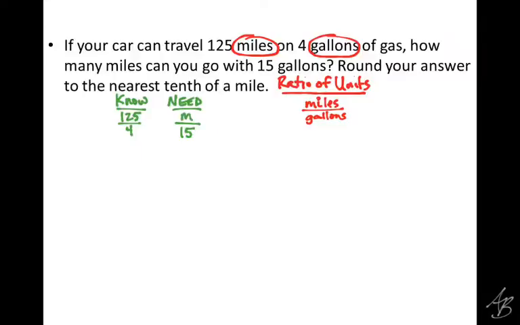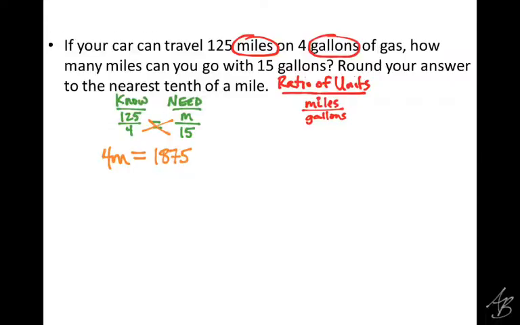Yeah, we need a variable. M would be good, or D might be a good one for distance. I wouldn't recommend using G here because G might represent gallons. So just some sort of variable representing the distance the car is traveling, and remember that answer is going to be in miles. Now, how do I solve this? Cross multiply. So we multiply 4 times m and get 4m. And we multiply 125 times 15 and get a big number, right? What is it? 1,875.